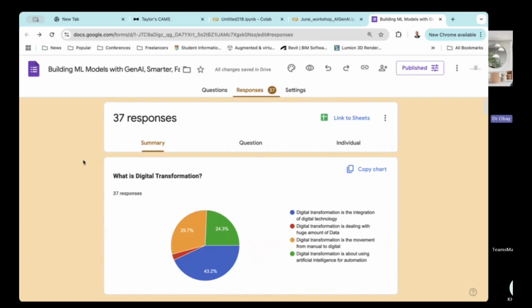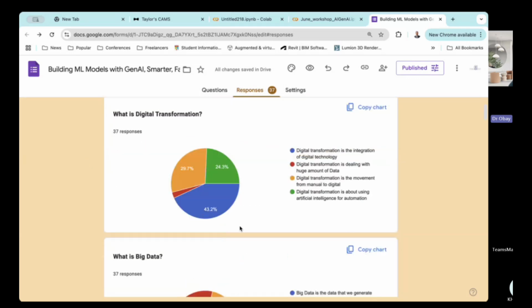So the first one, what is digital transformation? I can see the majority, 43% of you, answered that it is the integration of digital technology. And then only 1% answered that digital transformation is dealing with a huge amount of data. And then 28%, which is 11 of you, answered that it is the movement from manual to digital. Then digital transformation is about using artificial intelligence for automation.